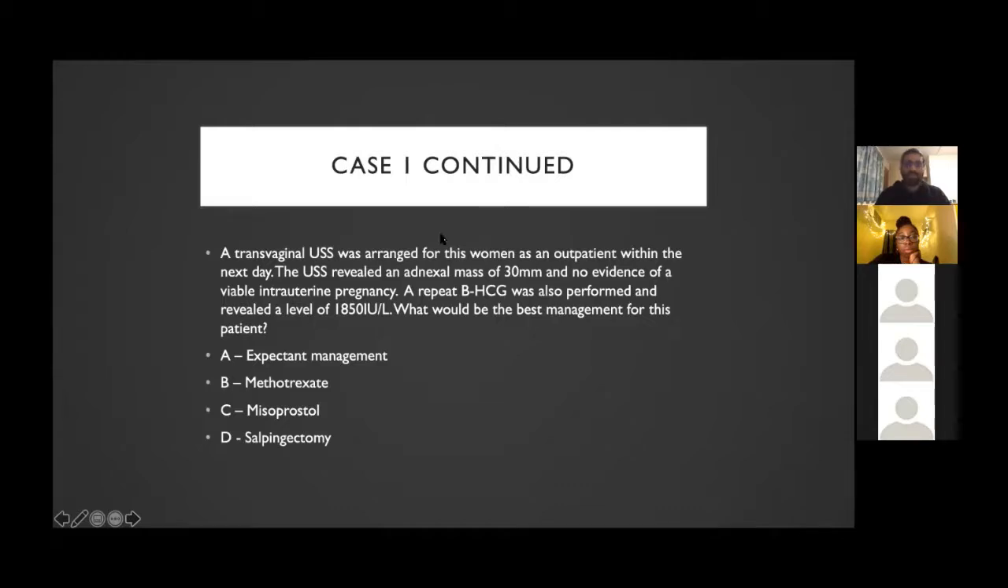Continuing with the case, a transvaginal ultrasound was arranged for this woman as an outpatient within the next day, and the ultrasound revealed an adnexal mass of 30 millimeters and no evidence of a viable intrauterine pregnancy. A repeat beta HCG was performed and it revealed a level of 1,450, sorry, I misspoke earlier. What would be the best management for this patient? Is it A, expectant management, B, methotrexate, C, misoprostol, or D, a salpingectomy?